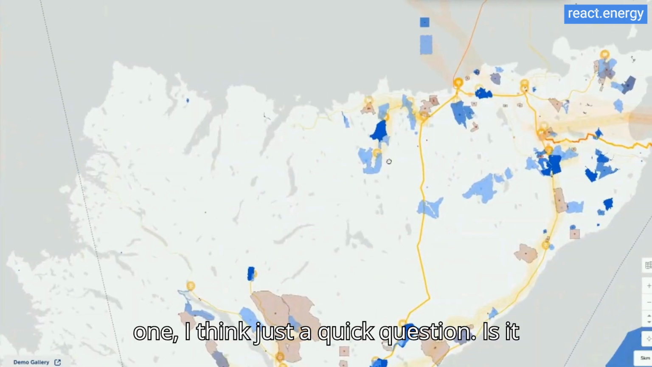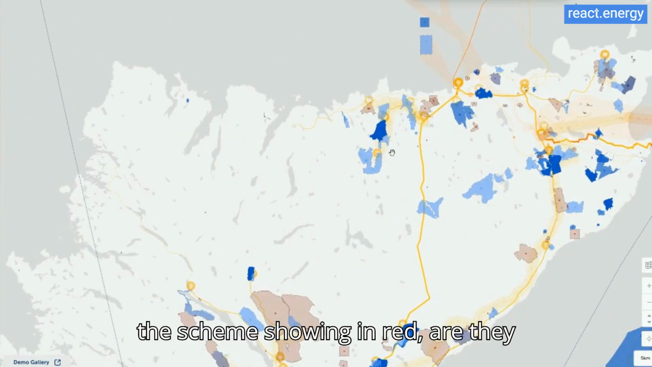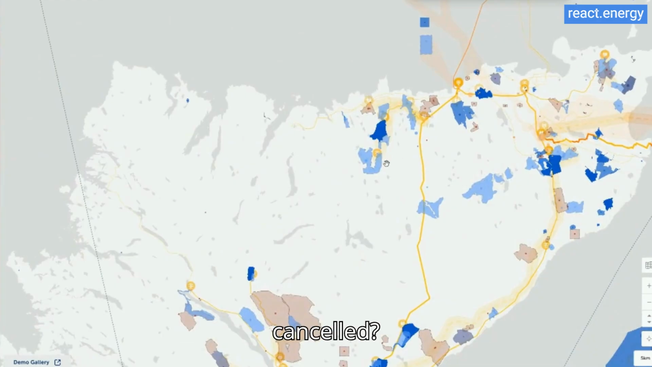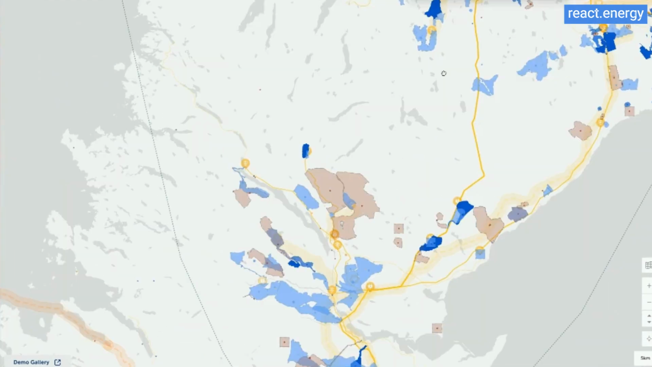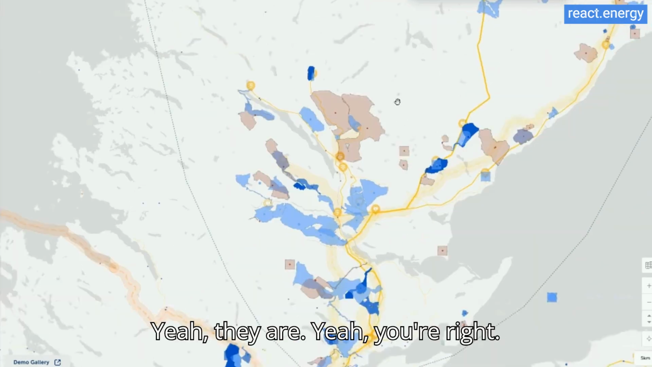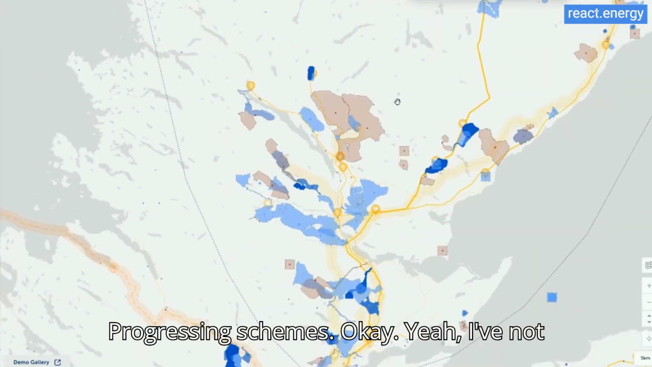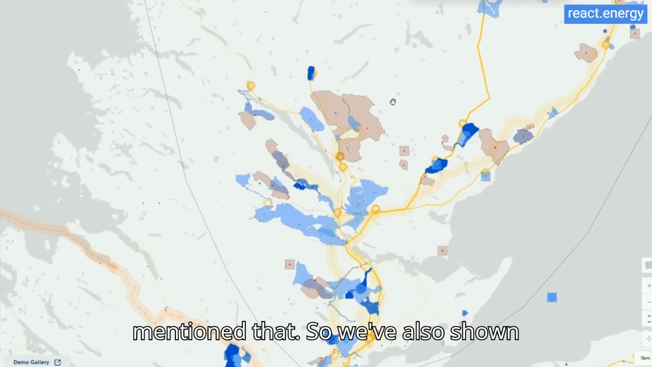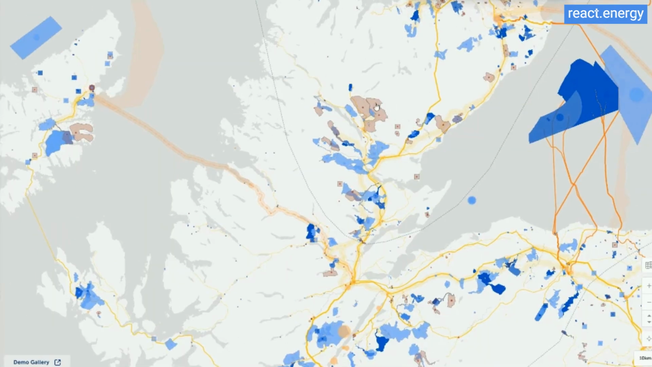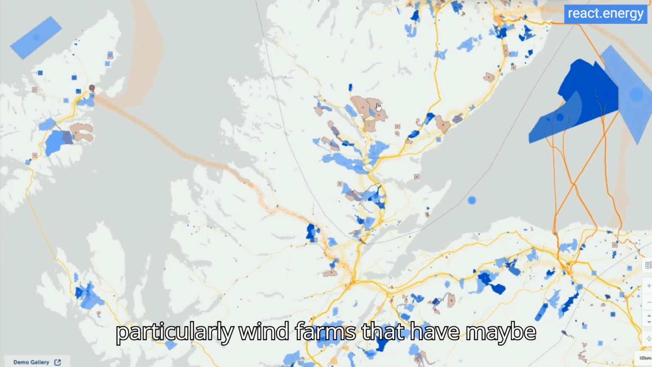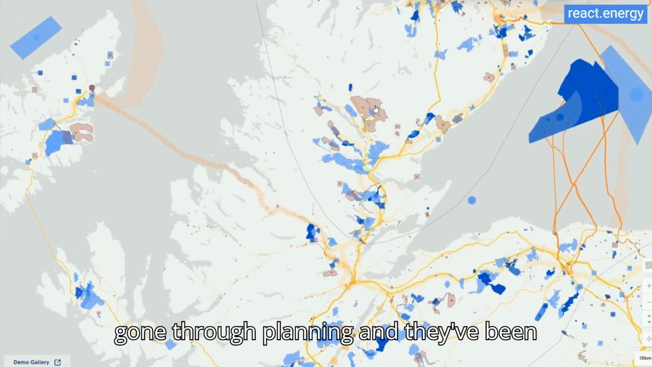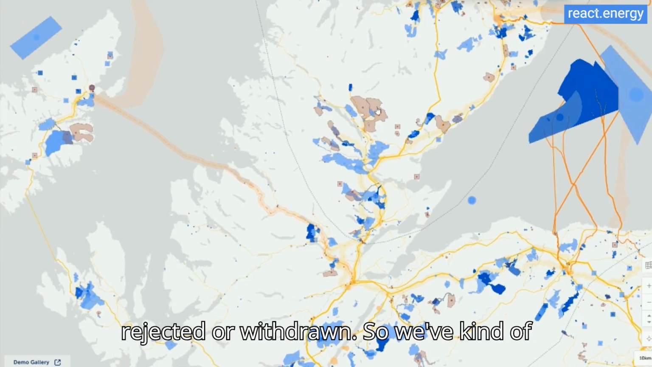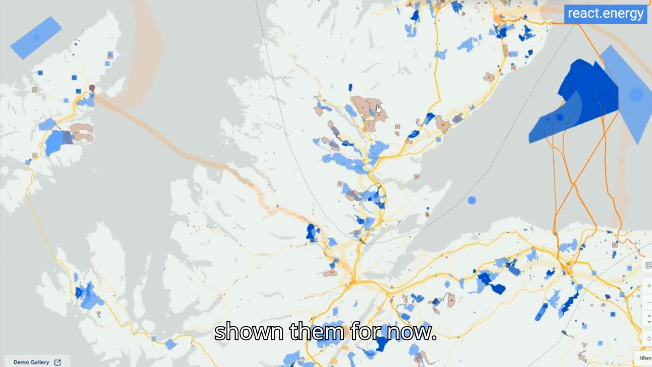I had one, just a quick question. Are the schemes showing in red cancelled? Yeah, they are. You're right, they're not progressing schemes. I've not mentioned that. We've also shown separately wind farms that have gone through planning and been rejected or withdrawn. So we've shown them for now.